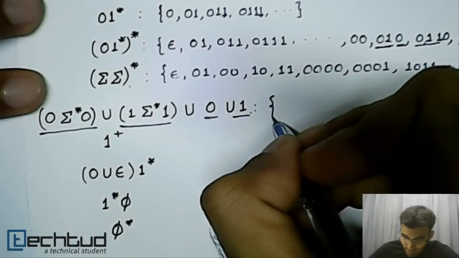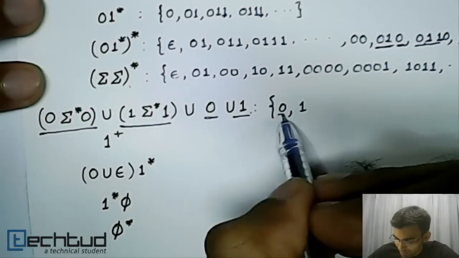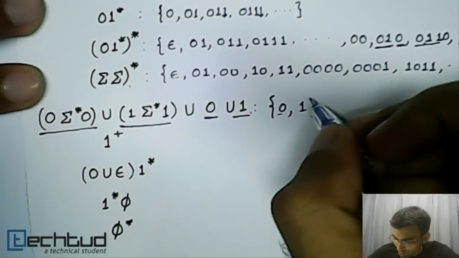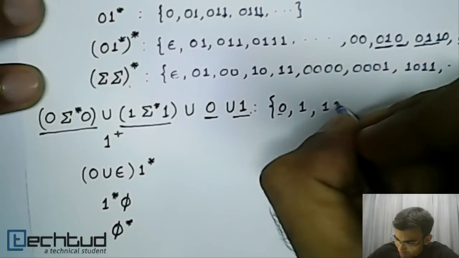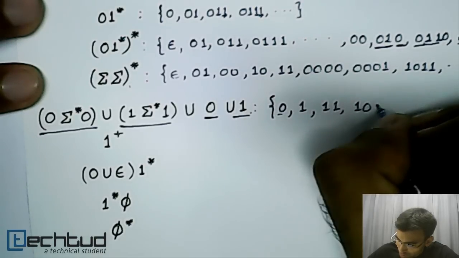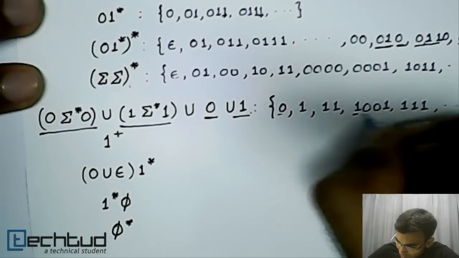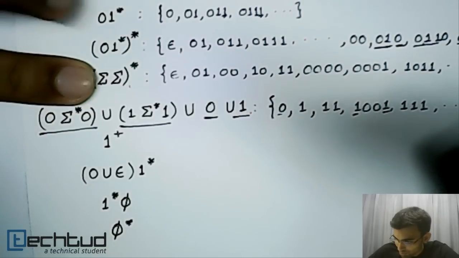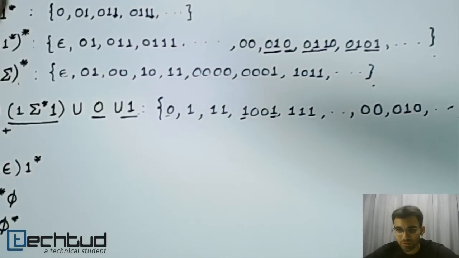Okay, so some examples would be 0, 1. So we get 0 from this regular expression, we get 1 from this regular expression. If we choose a string from the regular expression 1, sigma star 1, we can get 1, 1, 1, 0, 1, 1, 1, 1, and so on, such that the beginning and the ending are 1. Similarly, for 0, sigma star 0, we have 0, 0, or 0, 1, 0, and so on. Alright.